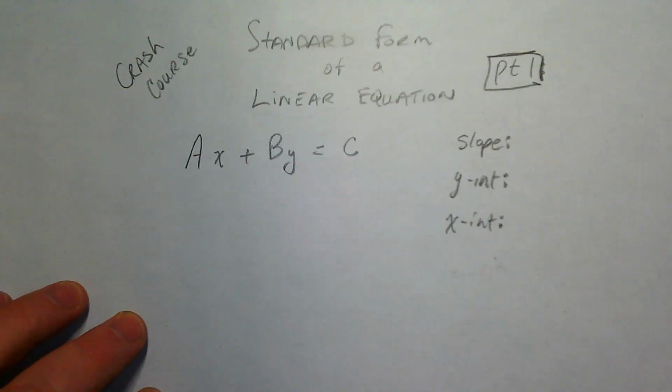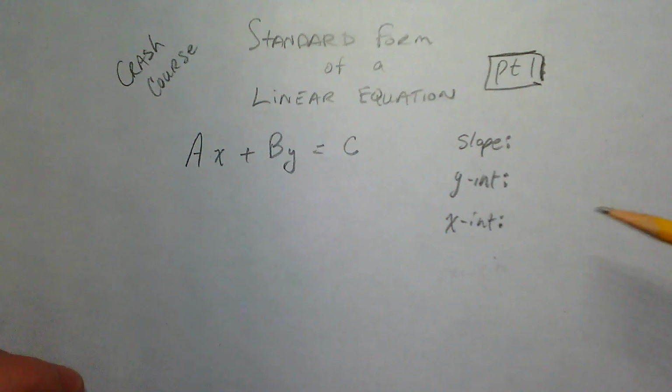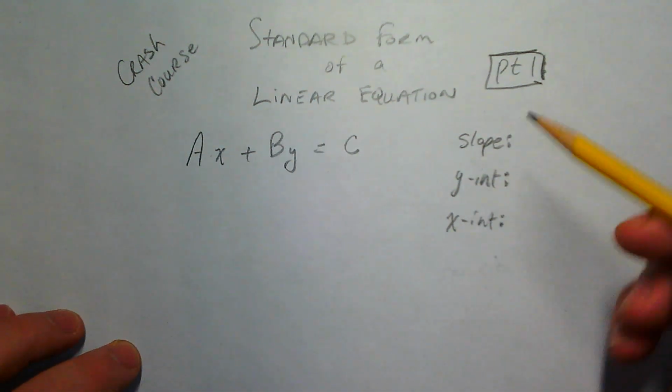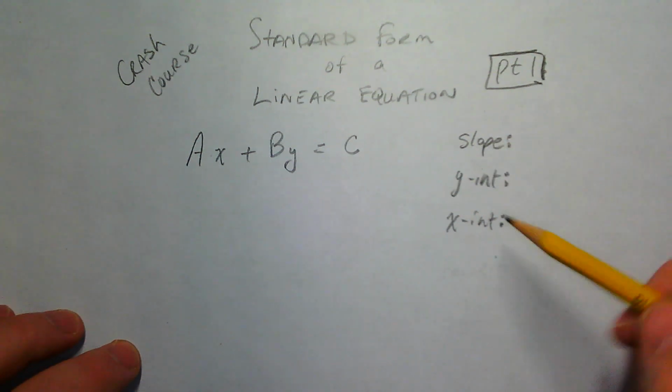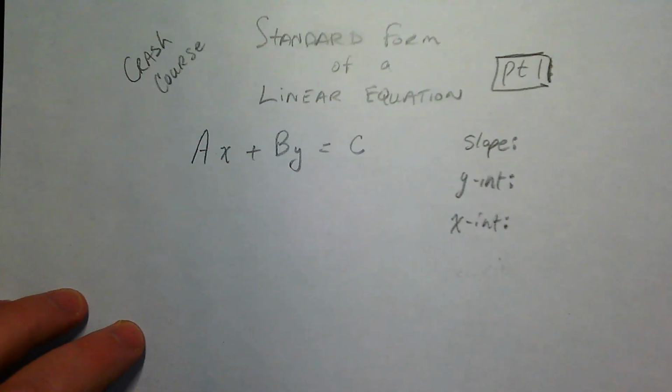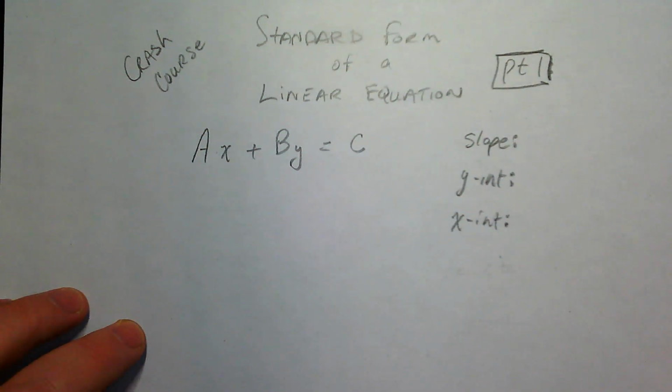Going to do a quick little video on standard form of a linear equation. Part 1 is going to be real short and simple. I'm going to teach you what standard form is, how to find slope, y-intercept, x-intercept, what these parts are, how they work. In the next video we'll show you how to change back and forth between slope-intercept form and standard form. So let's get to it.